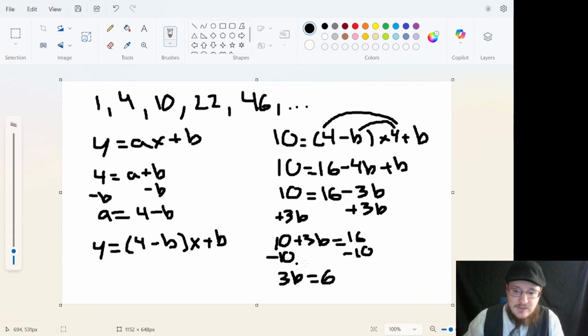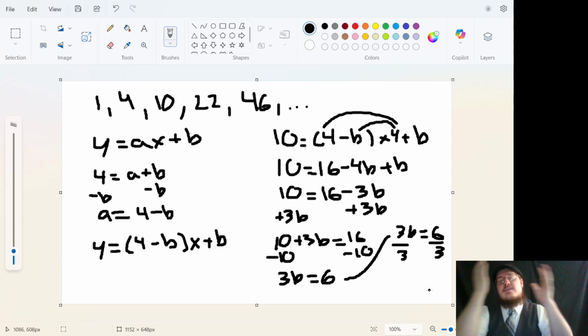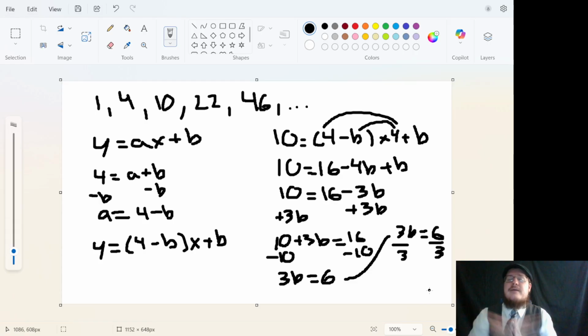Now, running out of room here a little bit. I'm going to move this up over here. And I'm going to do 3b equal to 6. Get the b by itself. Divide both sides by 3. 6 divided by 3, we get b equal to 2. And yes, I did say 2. Accept it. B equals 2. So much 2.